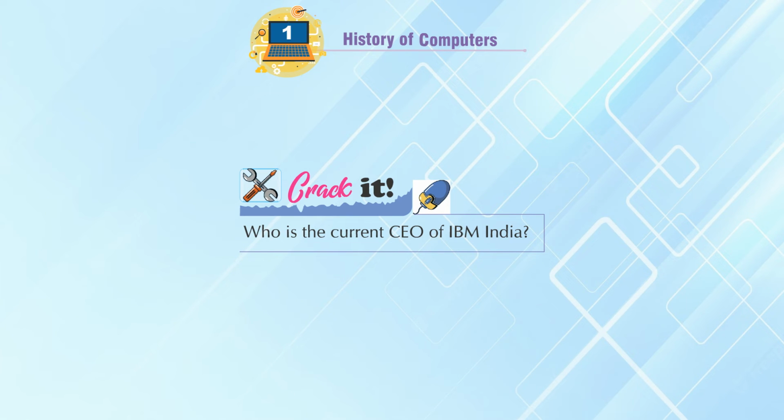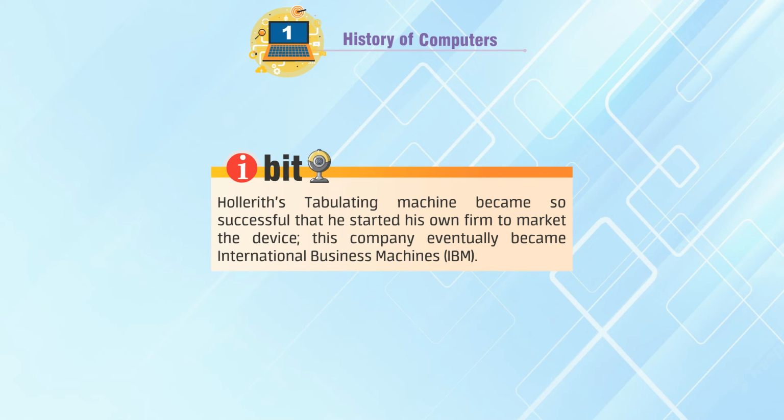Crackit. Who is the current CEO of IBM India? Bit. Hollerith's tabulating machine became so successful that he started his own firm to market the device. This company eventually became International Business Machines, IBM.